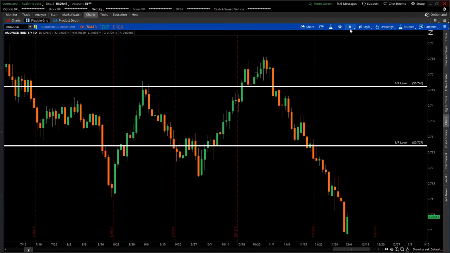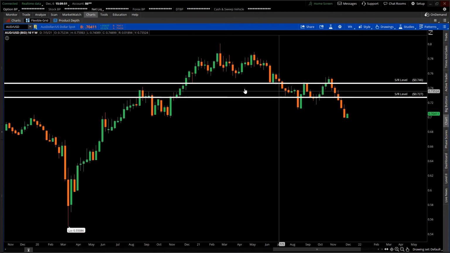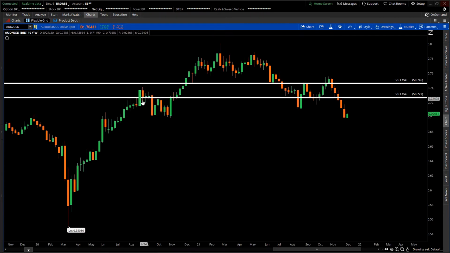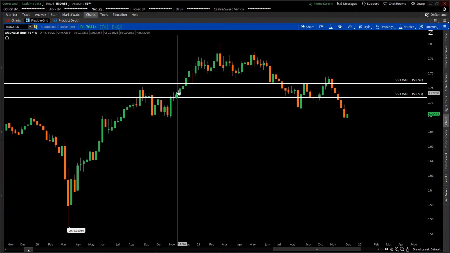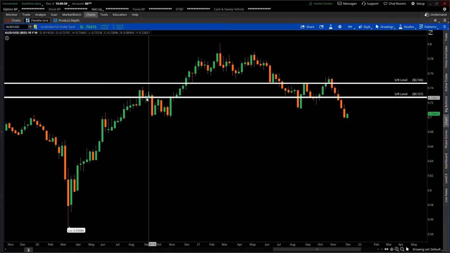So if I toggle out to the weekly time frame, these two support levels are validated from my perspective from past history, right? So as price was coming up this way, price was rejected at this point. Very much here, very evident, right?